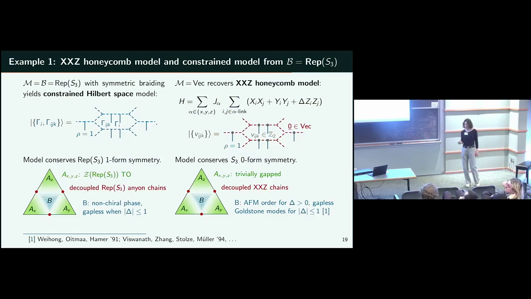Question. Yeah. So if I naively gauge S3 on that side, I can end up in a non-constrained Hilbert space, right? So why does that happen in your case?